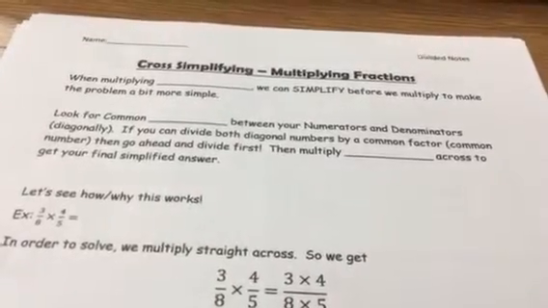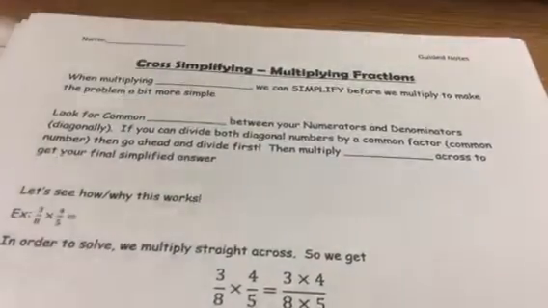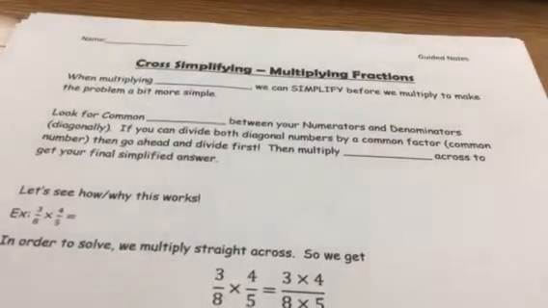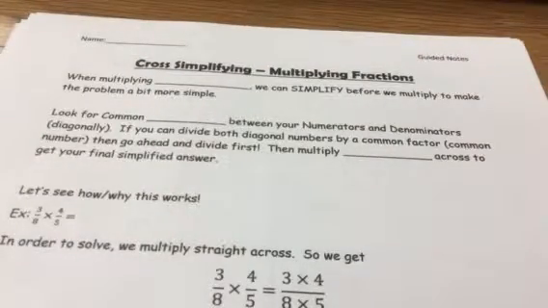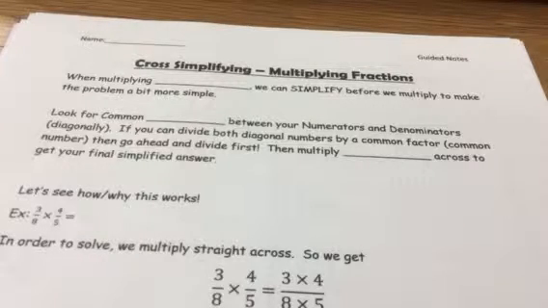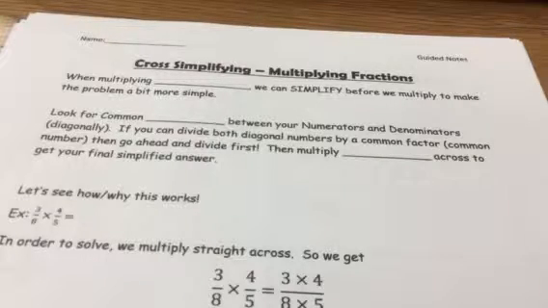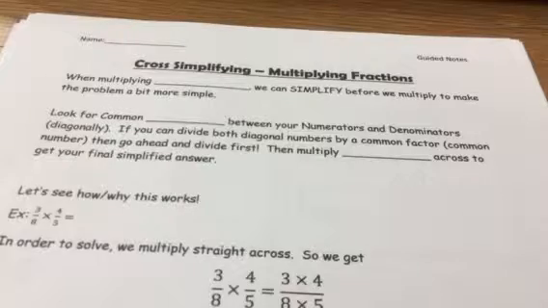Hey, fifth graders, we're going to take a look at a way that we can simplify our fractions before we multiply them. And this tends to make our lives a little bit easier because when we simplify first, we deal with smaller numbers. Because sometimes with these multiplying fraction problems, we get really big numbers as numerators and really big numbers as denominators, which can make it difficult to simplify.